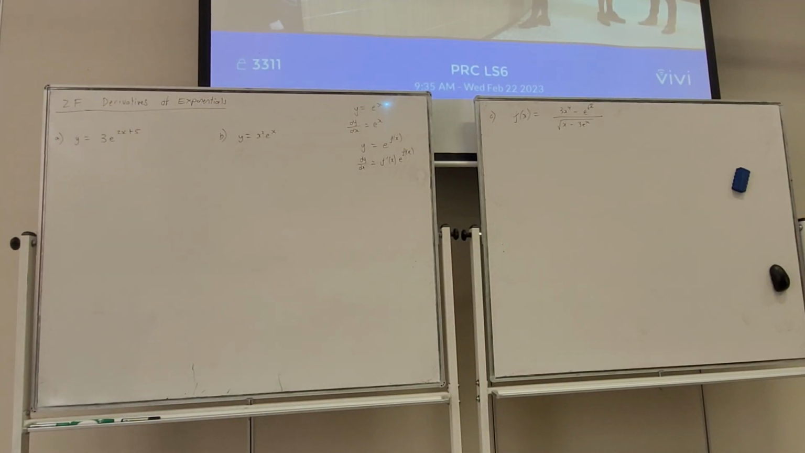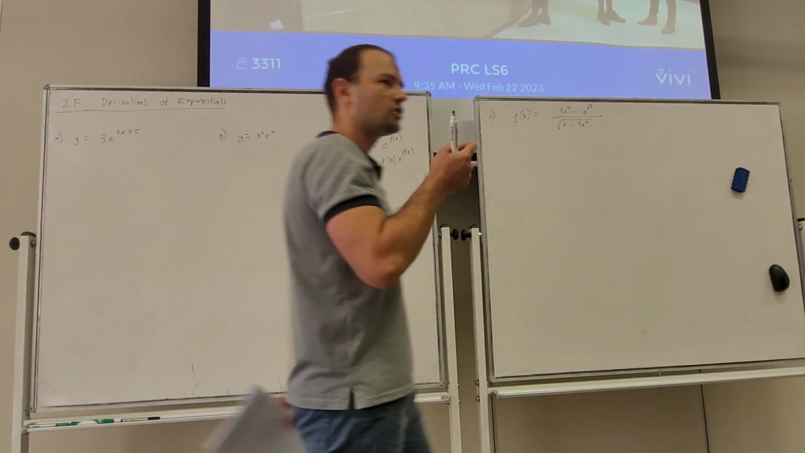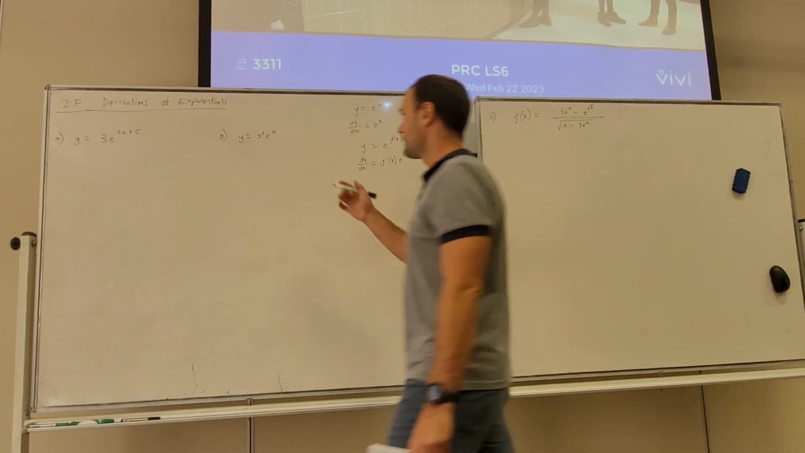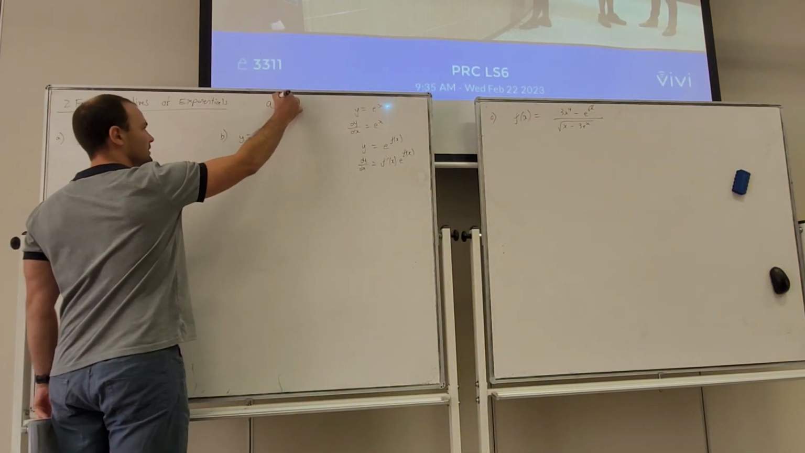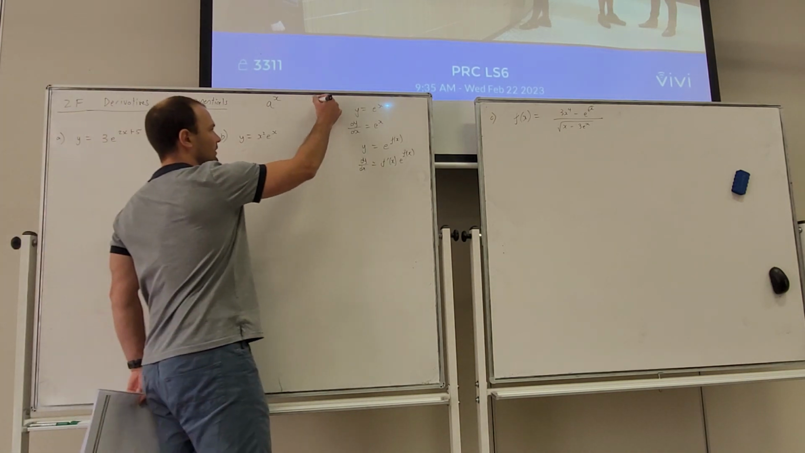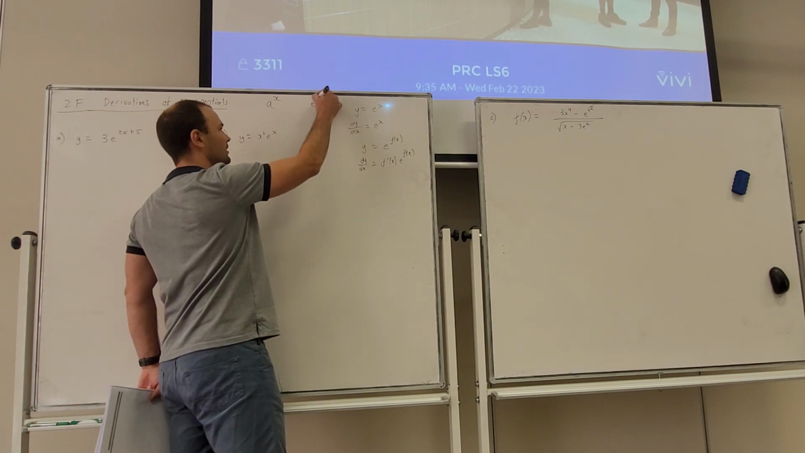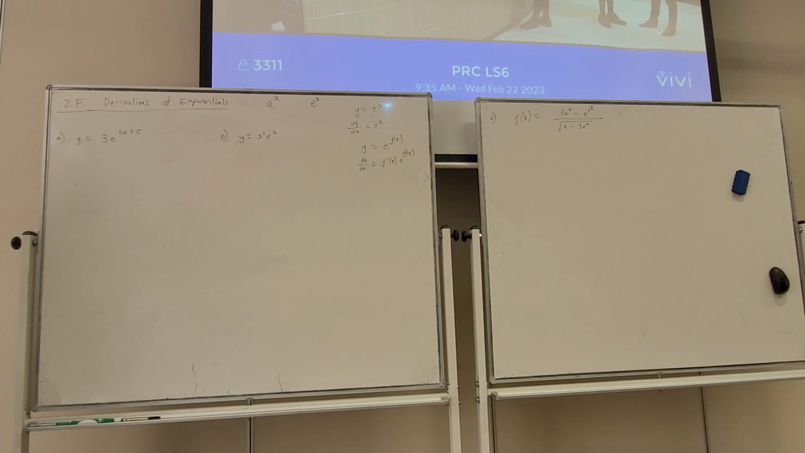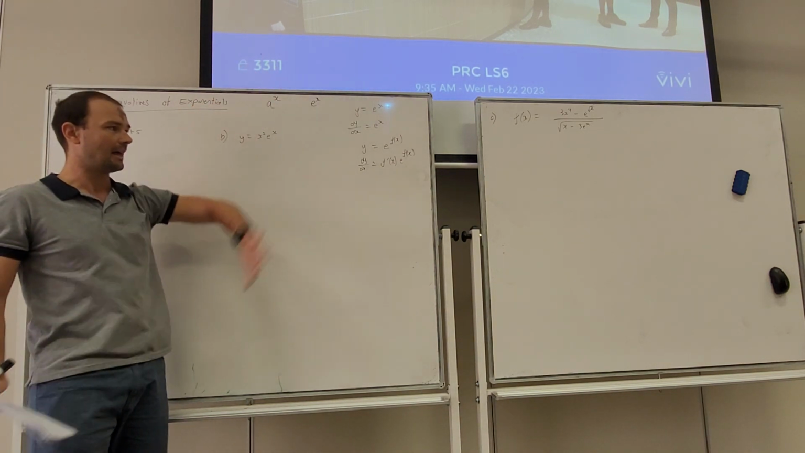Okay, so we get started. 2F today we're doing derivatives of exponential functions. So what's an exponential function? It's when we have some number to the power of x, right? And in 99% of cases, we're going to be looking at e to the x, but we will look at other numbers as well, which pop up later in the exercise.